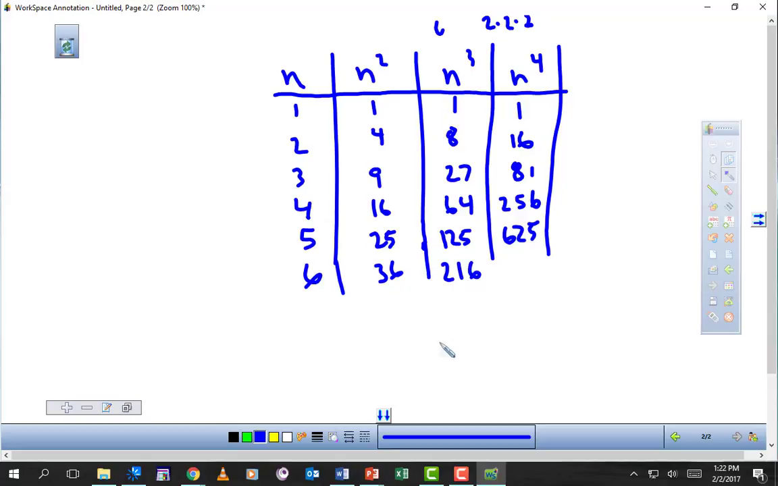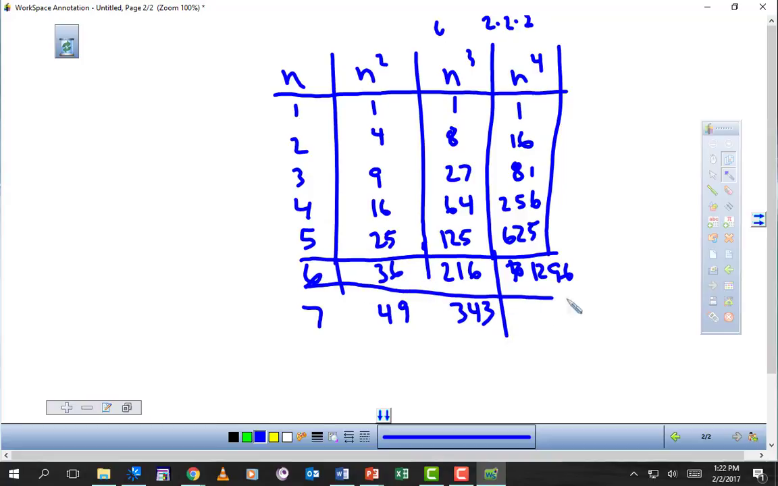Can someone check? And what's this one? I think it's 1296. Yeah, this starts 1296. Okay, so you get the idea. We could keep going if we want. 7 squared is 49, 343, and then I don't know the fourth power one. 2401? All right.